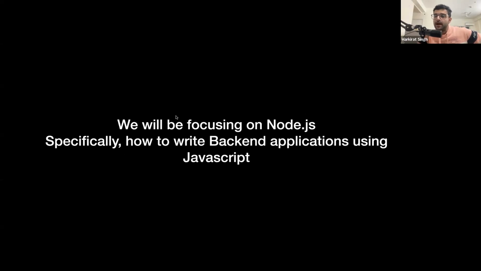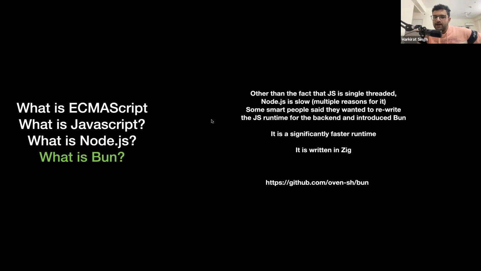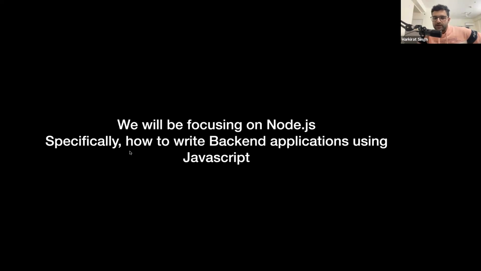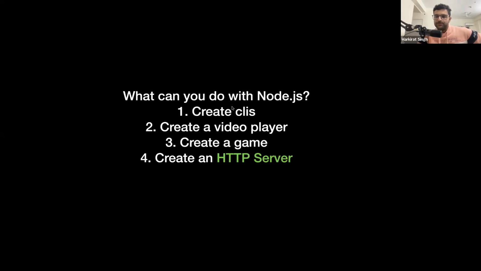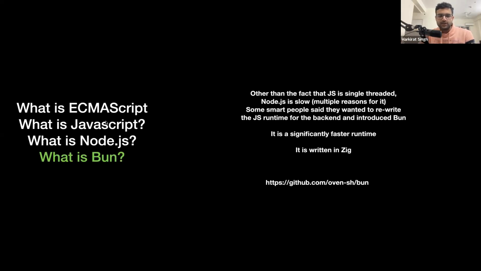They're making it highly backward compatible, which means any Node.js library that's out there, they're trying to support in Bun as well. So there's a high probability that eventually you compile your code in Bun and not in Node.js. The code will still look the same. Specifically, how you write backend applications using JavaScript is what we will learn today. Cool. Good pause here. At a high level, we have learned just these 4 things.